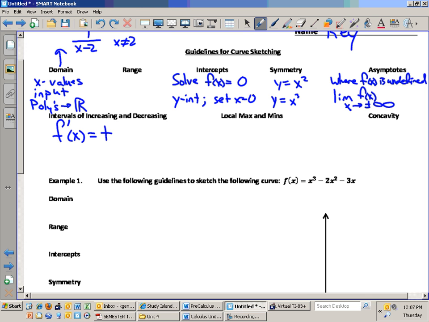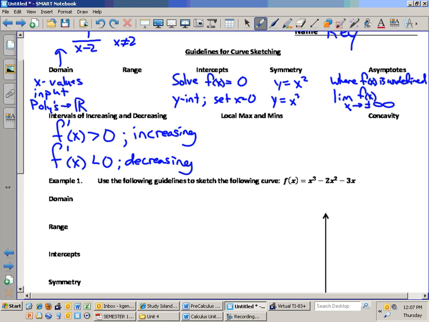Or I'm sorry, we should just write f prime of x is greater than 0. The function is increasing. If f prime of x is less than 0, the function is decreasing. So this is really a nice review of a lot of pieces that we've covered, which is why it's a great section. They're all great sections. Which one could you really leave out?